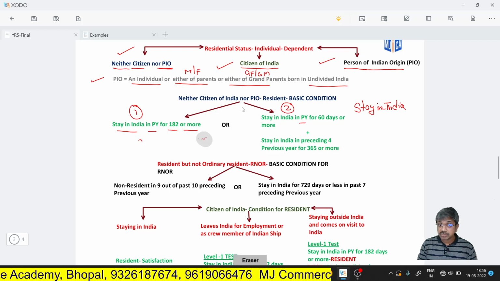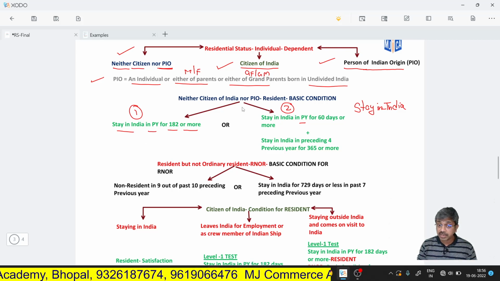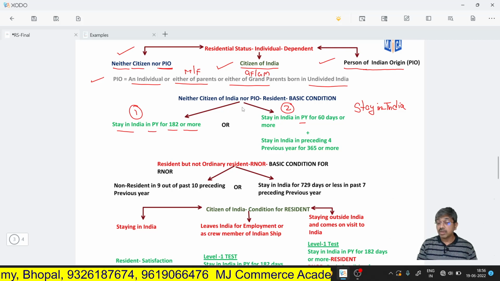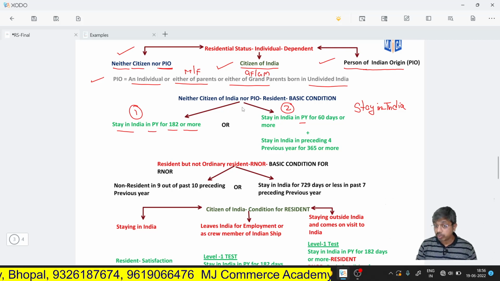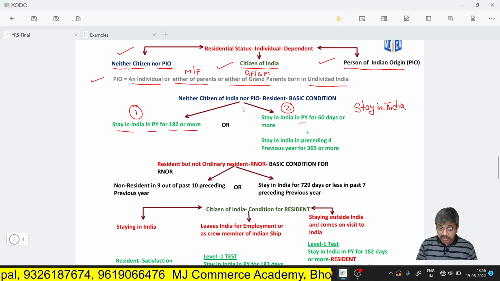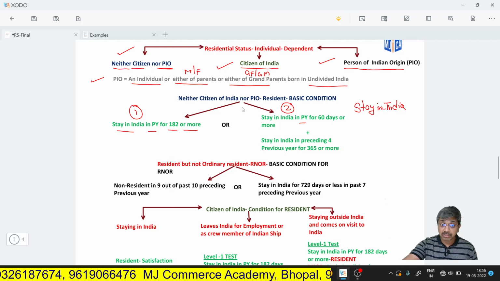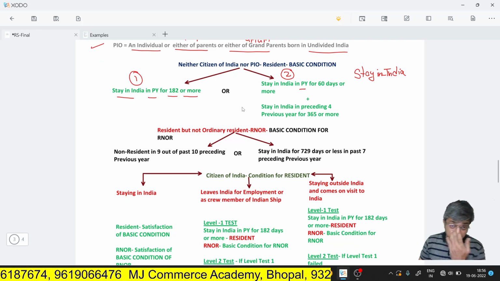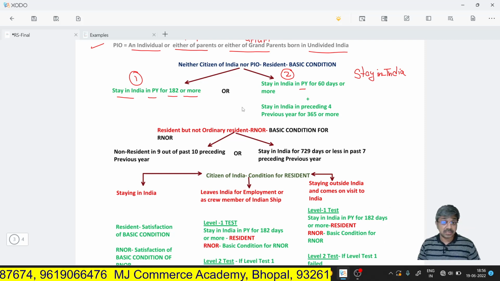If this condition is not satisfied, we'll go to the second condition: stay in India in the previous year for 60 days or more, and stay in India in the preceding previous years for 365 days or more. Let me explain this topic and then I will take an example to better understand this concept. In an individual, we need to determine whether a person is resident or not.